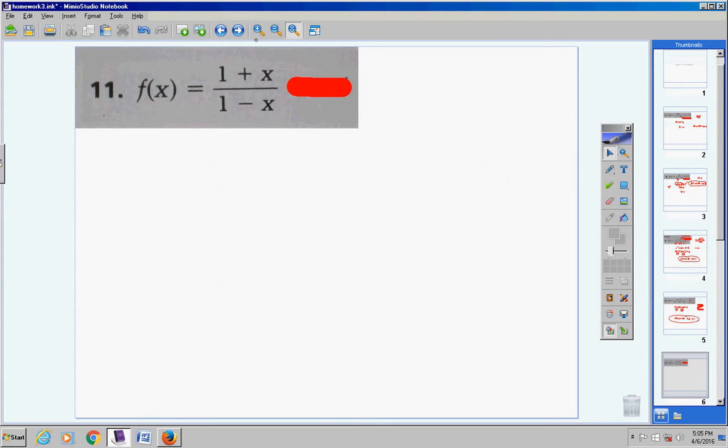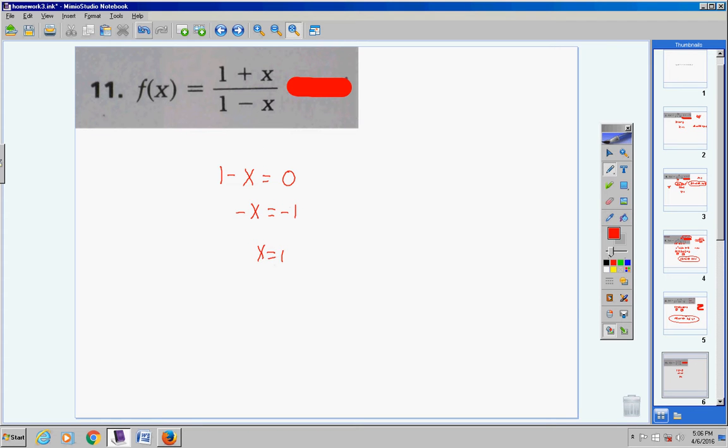Number 11. Alright, here we go. We take our denominator, 1 minus x, we set it equal to 0 and solve. Bring the 1 over and make it a negative 1. Don't forget the x is still negative. Now there's two ways to look at this. You can say if negative x equals negative 1, then x equals 1.